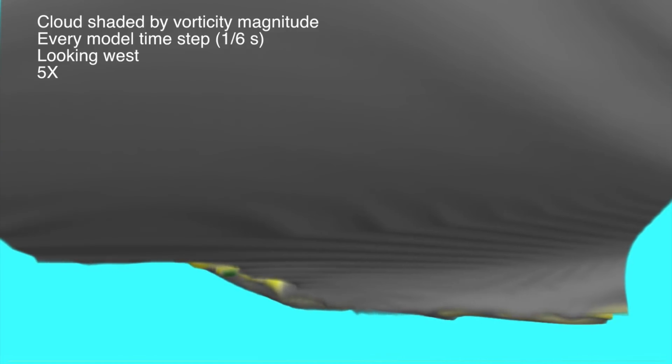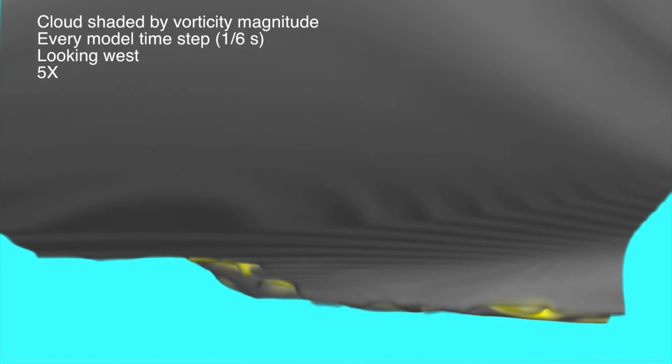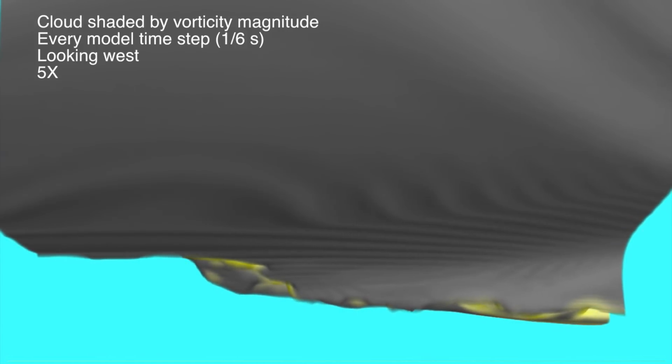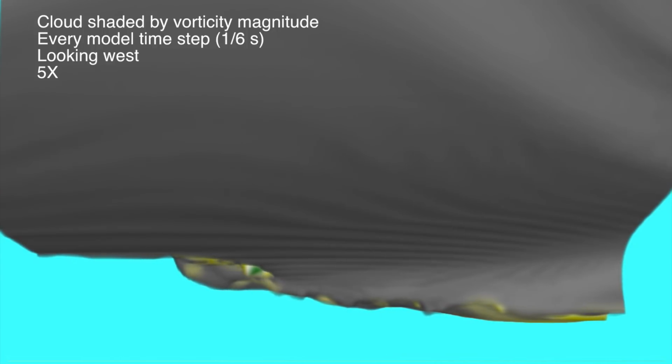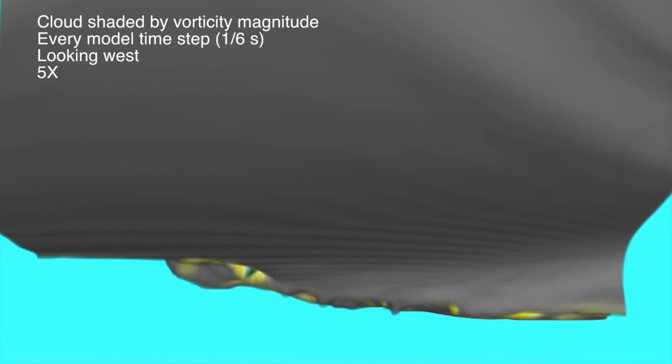What I'm doing is I'm taking the cloud field and I'm shading it by rotation. So where you see these glowing regions of rotation are regions in the cloud where the cloud is rotating. So the cloud might be rotating like it would be in a tornado, but it could be rotation on its side as well. I'm just looking at the vorticity magnitude.